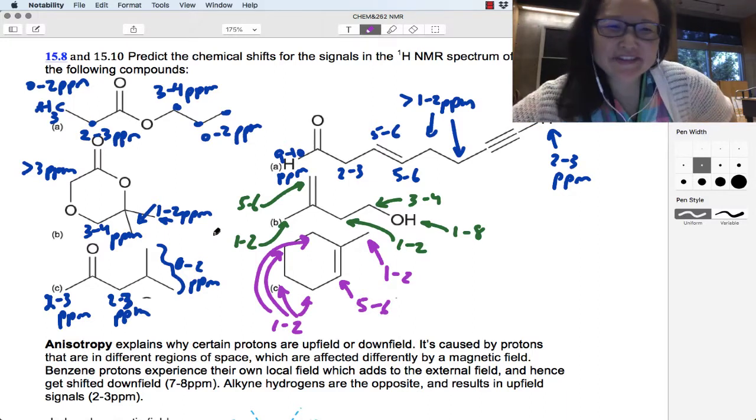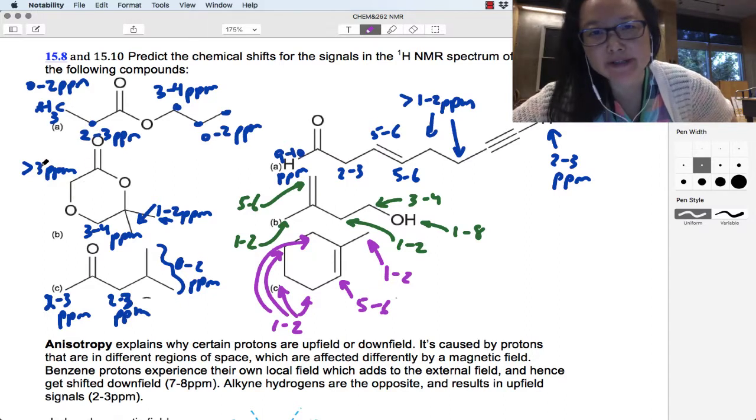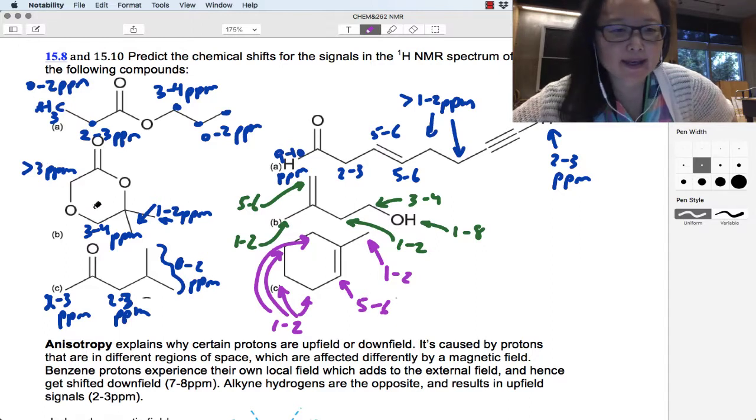All right, so just going through some of these. These over here are between a carbonyl and an oxygen. So this oxygen would make it between 3 and 4. This would make it between 2 and 3. They would add together and maybe give us something a little bit greater than 3 to 4. Here is next to an oxygen, 3 to 4 ppm.